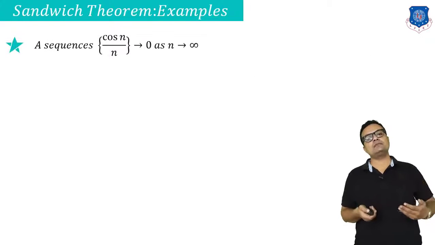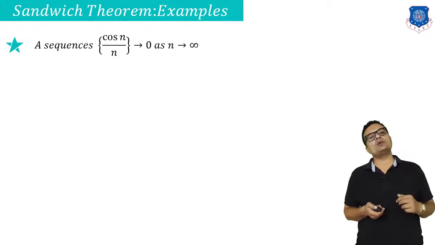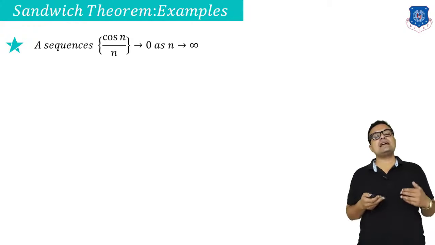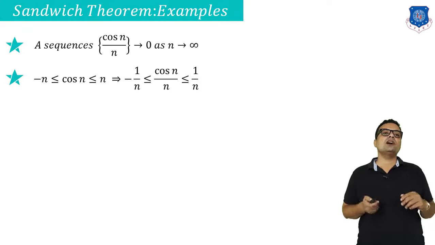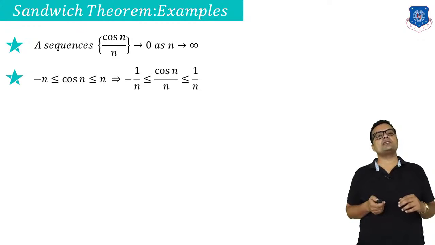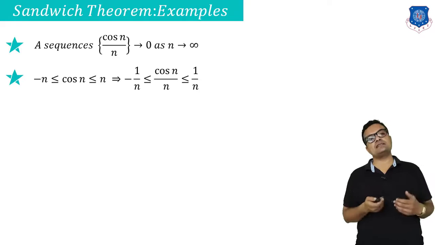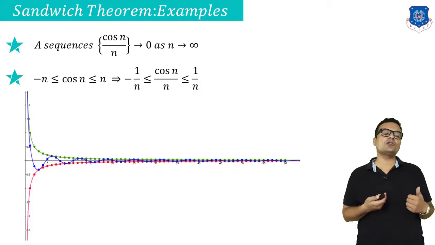Let us see some examples to understand this. If I take cos n upon n, it will tend to 0 as n tends to infinity. For this I am using a fundamental property of cos, that cos always remains in between -1 and 1. So if I divide throughout by n, it gives me -1 by n less than or equal to cos n upon n less than or equal to 1 by n.